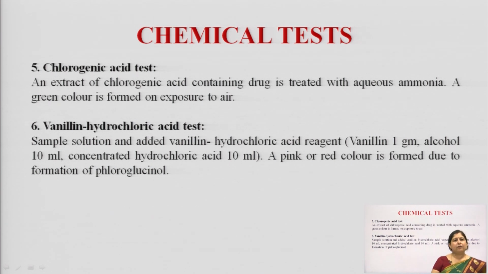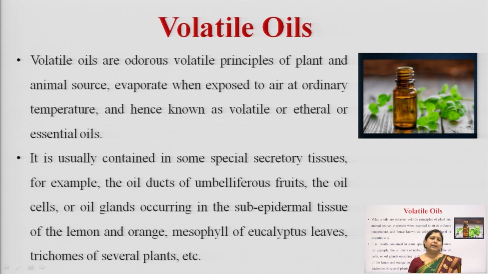In the vanillin hydrochloride test, we take the sample solution and add vanillin hydrochloride reagent, which contains 1 gram of vanillin, 10 ml of alcohol and 10 ml of concentrated hydrochloric acid. A pink or red color is formed due to the formation of again the phloroglucinol. So, with this we have discussed basically the tannins, and now we are going to the next topic in this lecture itself, that is the volatile oils.